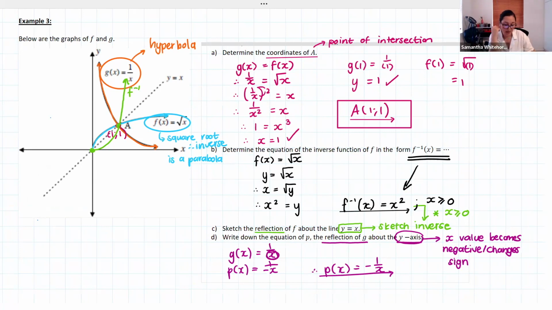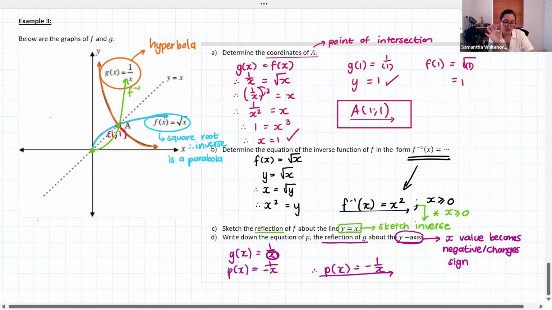All right, so that was example 3. I'm just going to leave it there in case anyone wants to take screenshots.